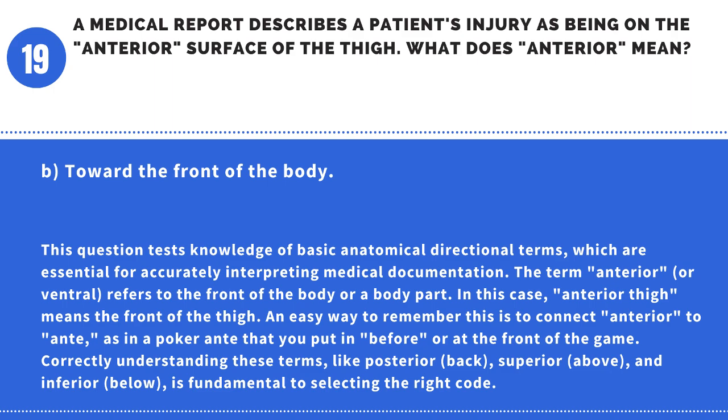This question tests knowledge of basic anatomical directional terms, which are essential for accurately interpreting medical documentation. The term anterior, or ventral, refers to the front of the body or a body part. In this case, anterior thigh means the front of the thigh. An easy way to remember this is to connect anterior to ante, as in a poker ante that you put in before or at the front of the game. Correctly understanding these terms, like posterior, back, superior, above, and inferior, below, is fundamental to selecting the right code.